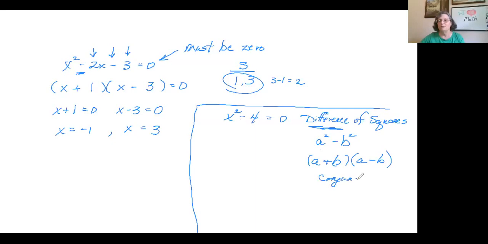Conjugates are super, super important in math. This is the only combination where you can FOIL 2 binomials and only get 2 terms in your answer. So this will factor into x and x, the square root of the first one, a plus and a minus, and then the square root of 4 is 2 and 2. If you multiply this out, you'll see that the middle terms cancel. So the answer to this one is -2, and the answer to this one is +2.